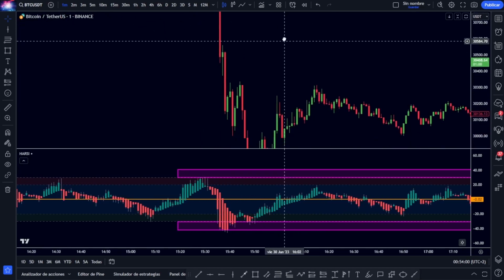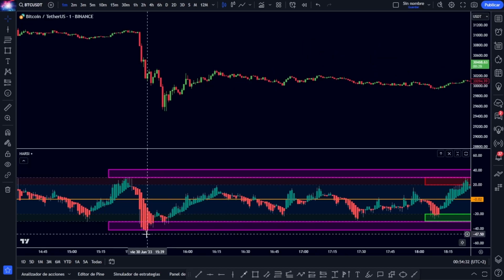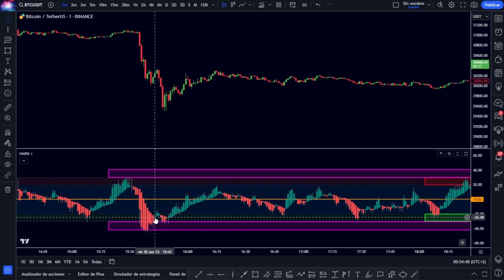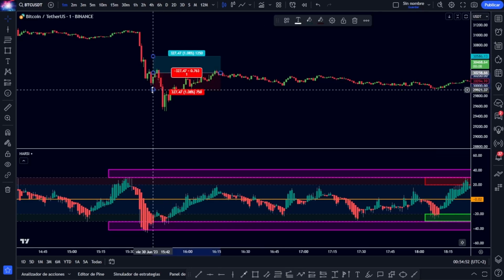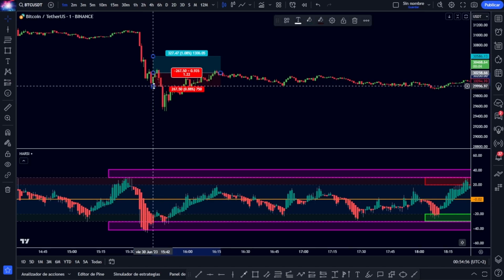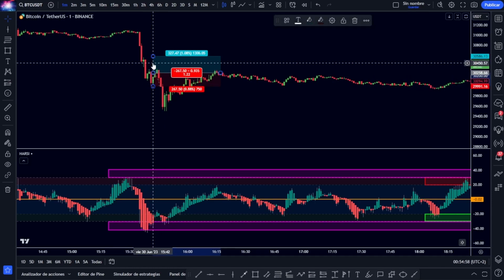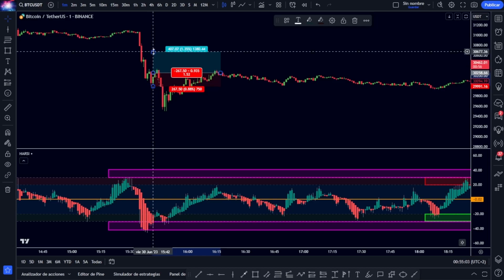Obviously we will not always have these big movements, but if we go a little further we see that the price again touches one of these areas, in this case extreme oversold, so we would wait for the color change in the candle. We would place our operation. I recommend that with the stop loss below the previous lows, and with a take profit at a ratio of 1.5 to 1.